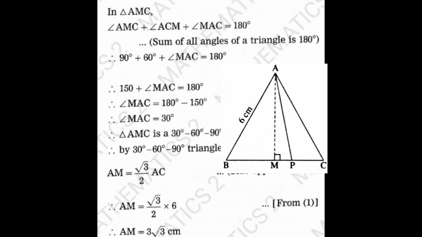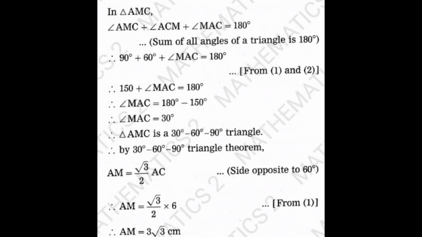So using the 30, 60, 90 degree triangle theorem, AM is equal to root 3 upon 2 into AC. Therefore, AM is equal to root 3 upon 2 into 6, and therefore AM is equal to 3 root 3 centimeter.